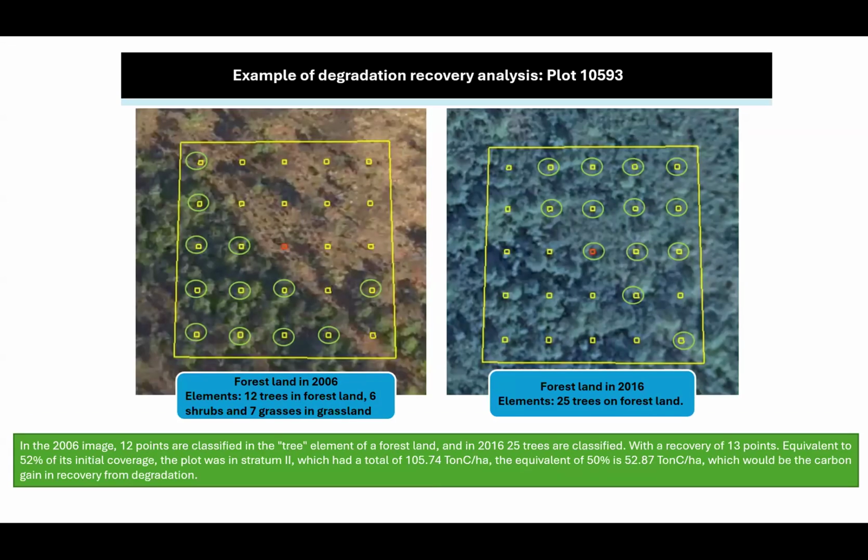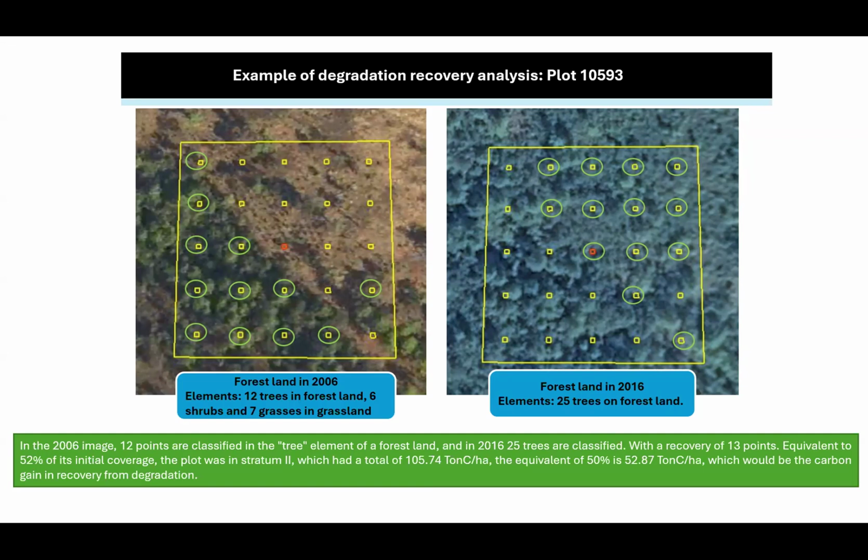In the case of recovered degradation, we saw in 2006 that the plot had 12 tree elements, and in 2016, the plot recovered the totality of the 25 elements of 2006, and we are seeing the equivalent of the gain of 50% of 115 tons of carbon per hectare. This is another example. We see the opposite of the case of degradation, and this is how the first approach is applied in the carbon accounting in Guatemala.